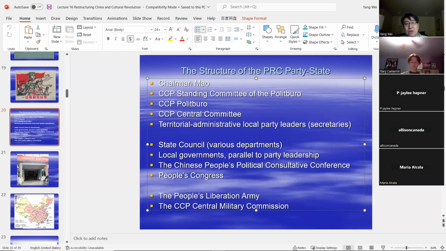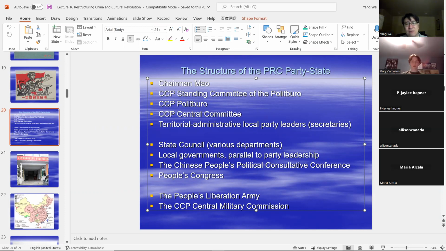So first, Mao is the chairman of the party, and underneath him, there's the CCP, the Chinese Communist Party, Standing Committee of the Politburo, okay? The Standing Committee of the Politburo is right under Mao. There are roughly between 5 to 9 members, depending on the time. And then underneath the Standing Committee, you have the Politburo. The Politburo's members range from 20 to 30, right? They're normally the party boss in each province or the party bosses in the state council, right? Very important people. They make decisions, right?